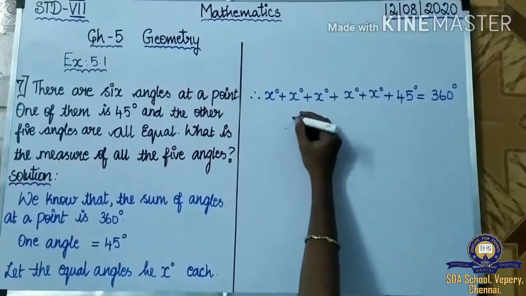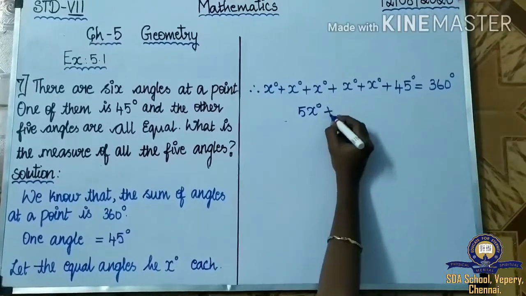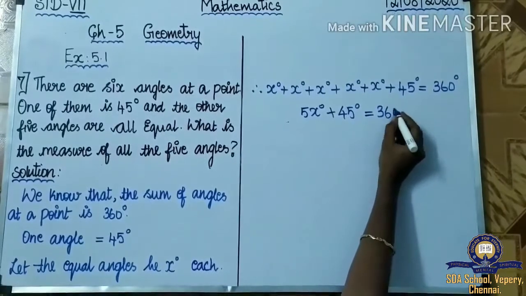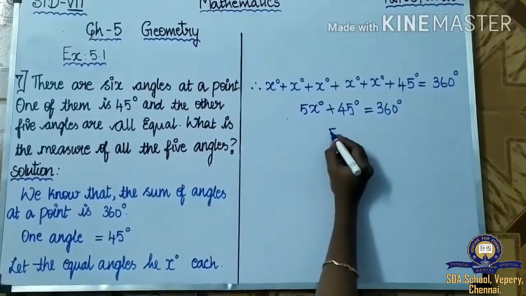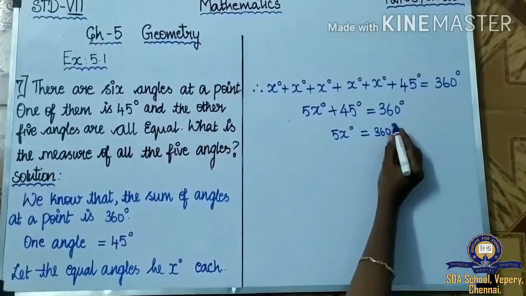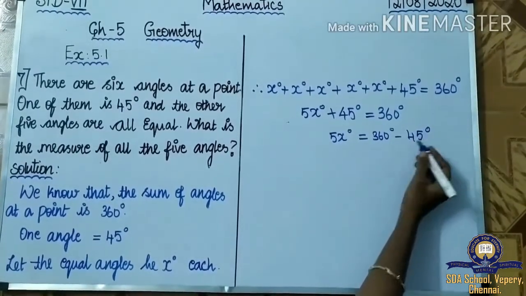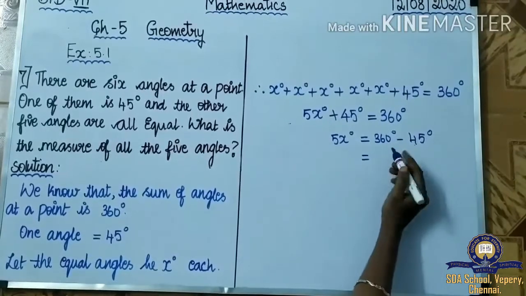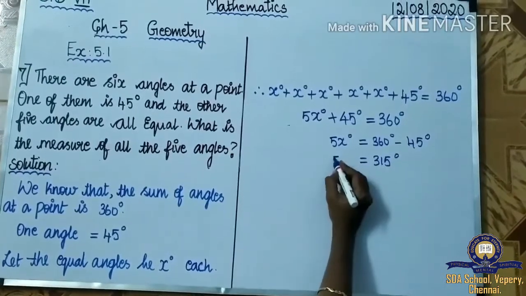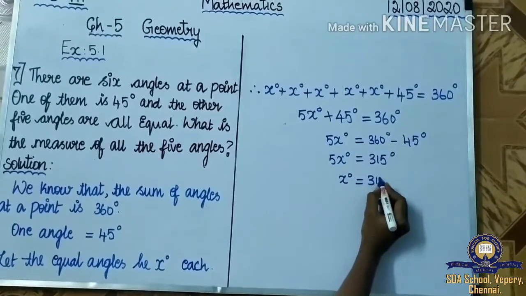We can add the values. First, the x values are 5x degree plus 45 degree equal to 360 degree. So we want to calculate x only. So keep 5x as it is, and 360 degree. The 45 degree moves to the right side and becomes minus 45 degree. When we subtract the two values, we will get 315 degree. Okay. Now 5x degree equal to 315.